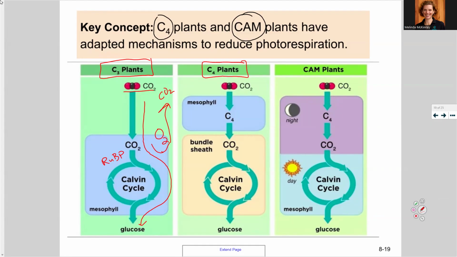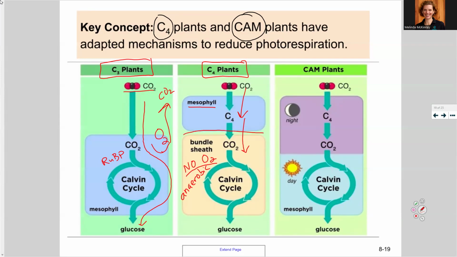C4 plants actually take the carbon dioxide and convert it into another molecule that has 4 carbons. Then it takes that molecule and moves it into an environment that has no oxygen. So it transports it to an anaerobic environment. Anaerobic just means no oxygen. Okay. So now you don't have to worry about the fixation through photorespiration of oxygen, and we get our glucose.